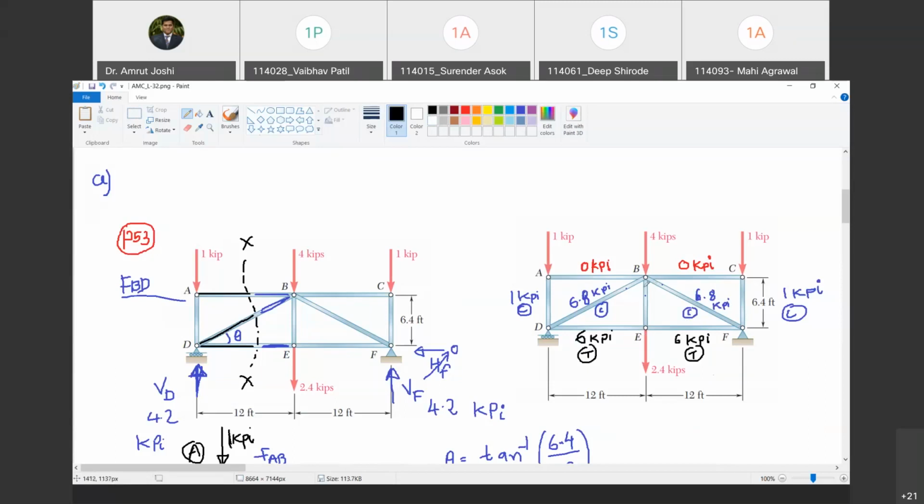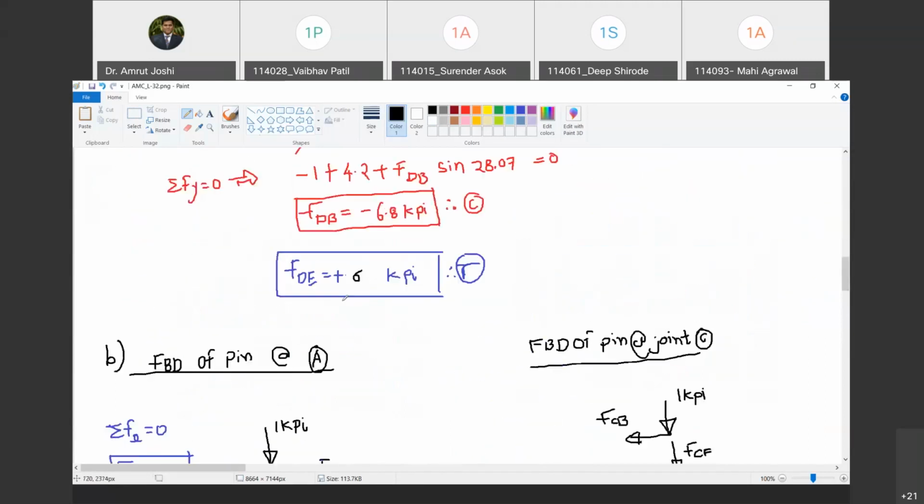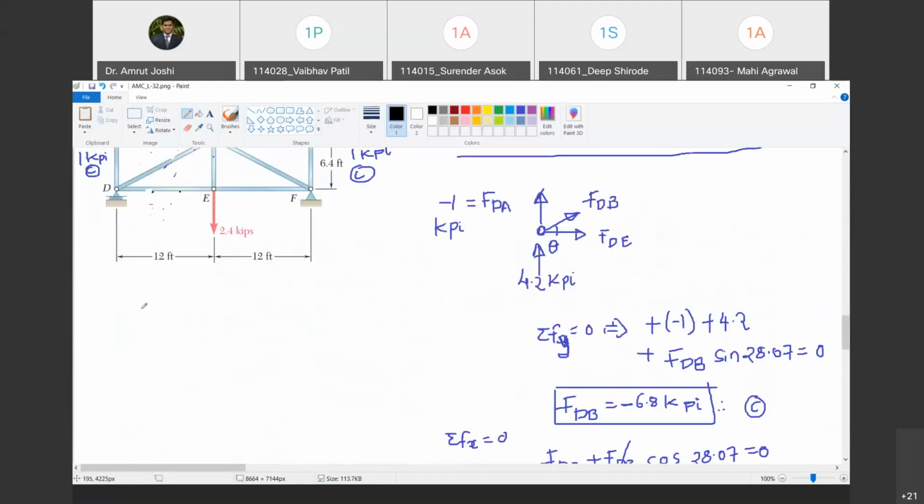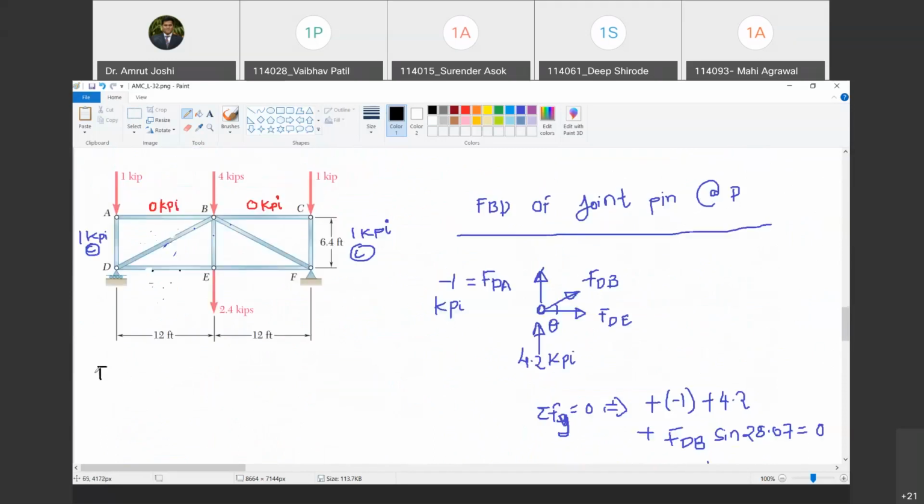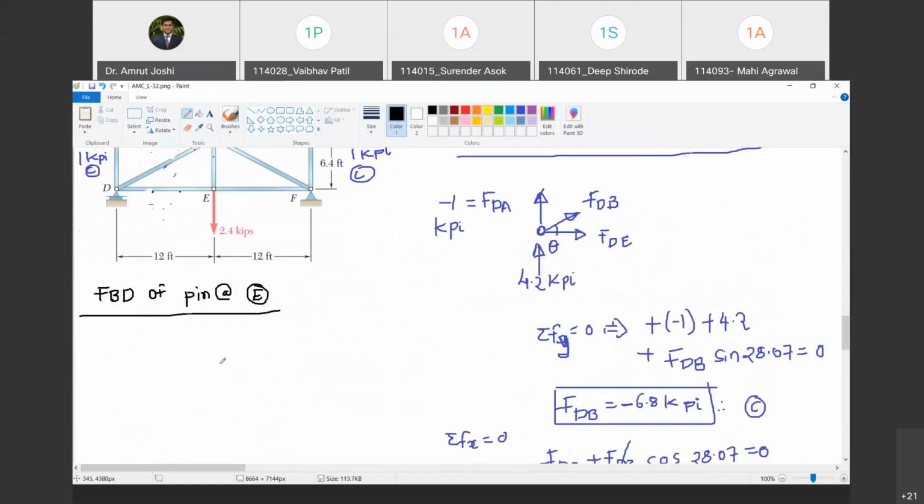अभी एक ही मेंबर में फोर्स बचता है. कौन से मेंबर में? I need to now find out force in member BE. So what do I have to do? I will have to draw free body diagram of E. Happy? So let me draw that free body diagram here. So free body diagram of pin at E, कैसे दिखेगा बोलो? This is 2.4.